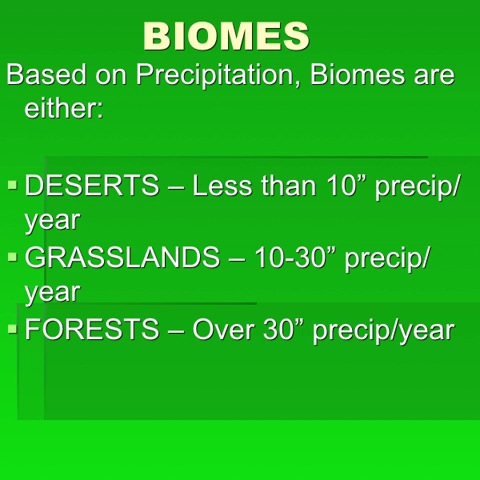Biomes are based on precipitation and temperature. Precipitation wise, deserts generally get less than 10 inches a year, grasslands between 10 and 30, and forests over 30 inches per year.